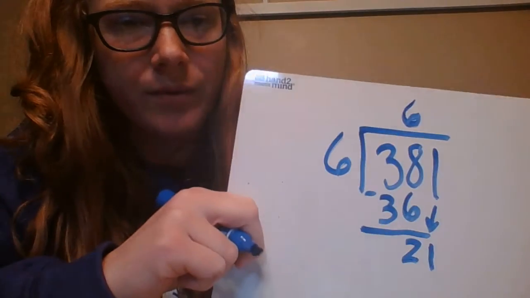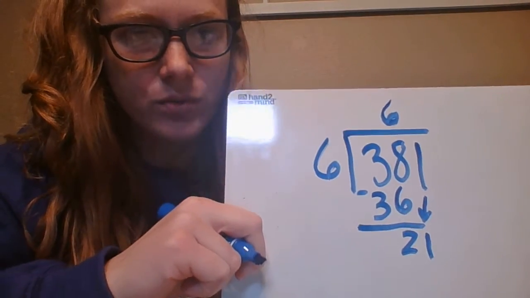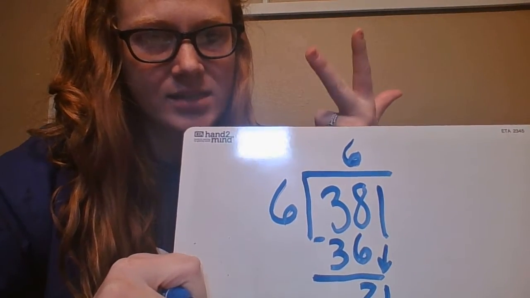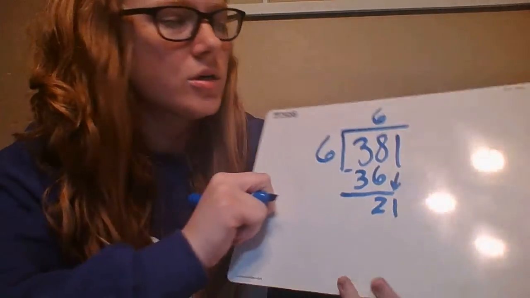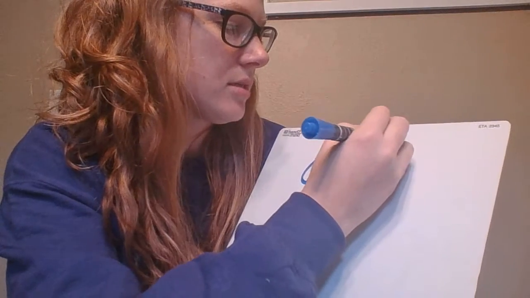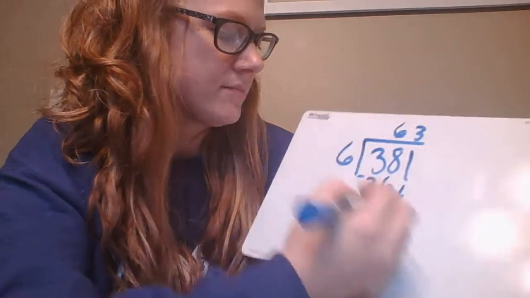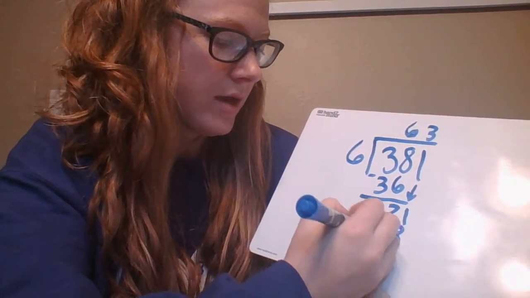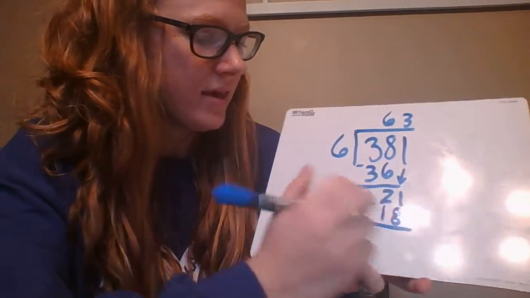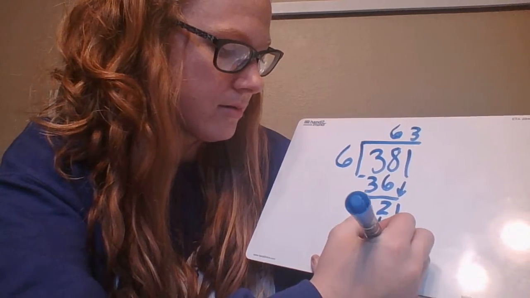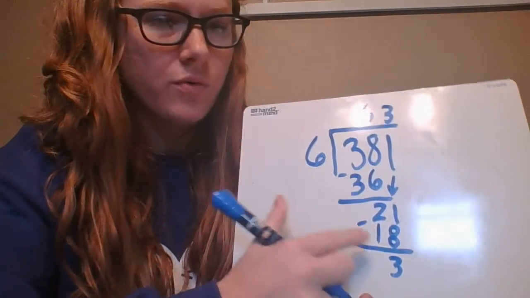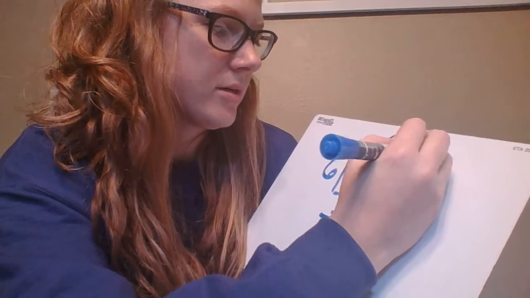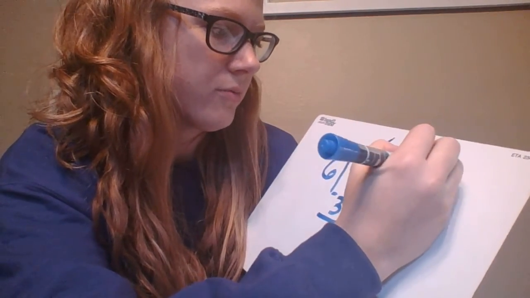Now I have 21. How many times can 6 go into 21? Well, let's count by 6's. 6, 12, 18. I can't get any closer, so I know my answer is 3. 3 times 6 is 18. I subtract, and that gives me 3. Once again, it's smaller than the number I'm dividing by, so I know that my answer is 63, remainder 3.